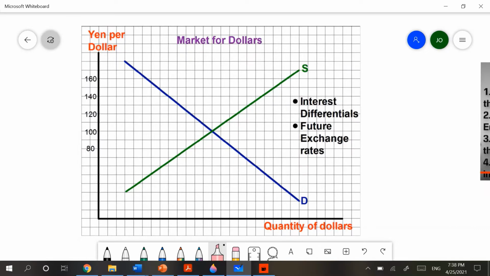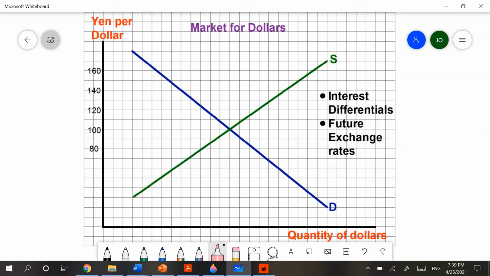The x-axis is labeled quantity of dollars. This is reflected in the title for the graph, which is market for dollars. Remember that we are exchanging yen for dollars. At the end of the day, what we're going to receive is dollars. So this is why the x-axis is labeled as it is.